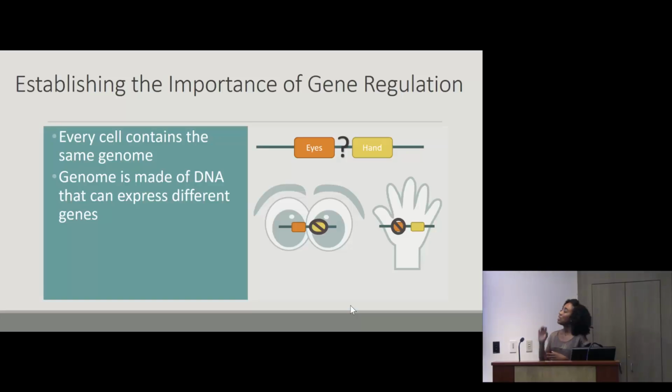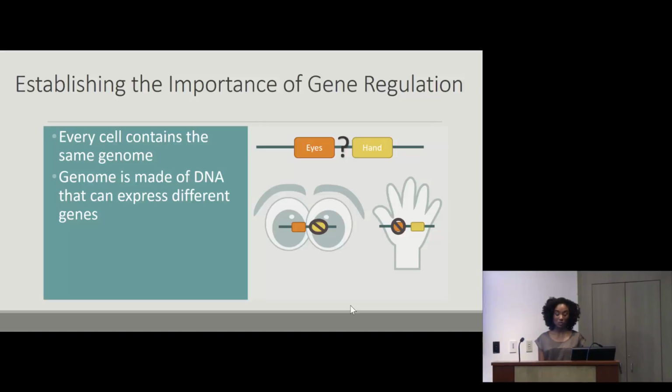So here you have every cell, and every cell contains the same genome, and every cell has its specific job and a specific purpose. The genome is made of DNA that can express different genes. So here I have eyes and a hand, and basically I'm showing that because every cell contains the same genome of DNA, what allows, say, the eye to not express the genes of the hand, and the genes of the hand to not be expressed in the eye, and vice versa? So what allows this to occur? What allows this gene regulation?